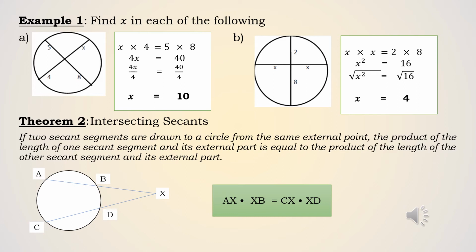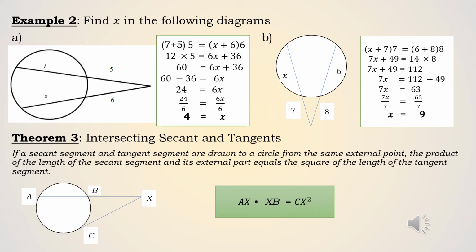So according to the theorem, we get a rule based on this particular diagram, and that rule is IX times XB, that is equal to CX times XD. Students, please remember that this is not a fixed rule for every diagram. This may change according to the labels that will be given in the diagram.